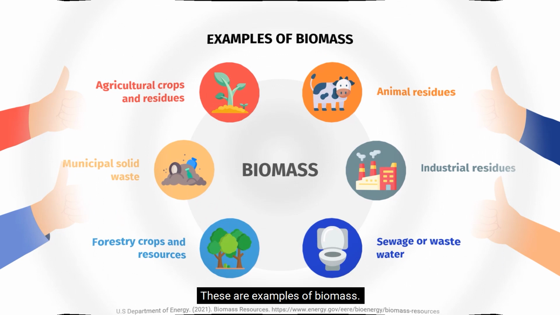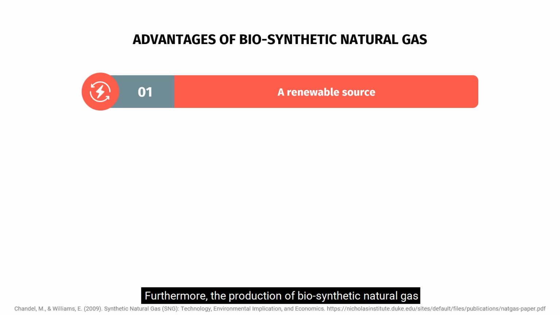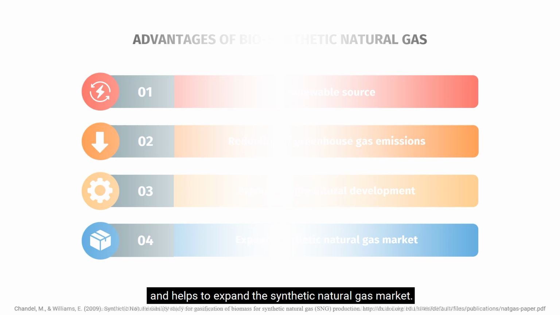Biomass is preferred over coal to produce synthetic natural gas because biomass is a renewable source. Furthermore, the production of biosynthetic natural gas indirectly aids in the reduction of greenhouse gas emissions. It also promotes agricultural development and helps to expand the synthetic natural gas market.